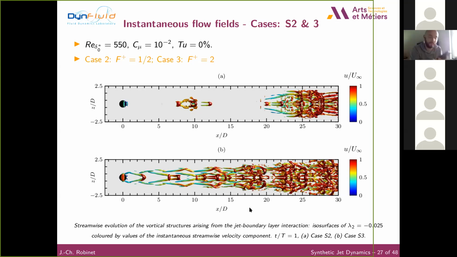It's exactly the contrary for case 3. This case 3 is very transitional. The streaks and the hairpins are very intense. We have a strong interaction between them, and rapidly we generate secondary hairpins, typically here, and this hairpin becomes unstable to progressively have a complex behavior.